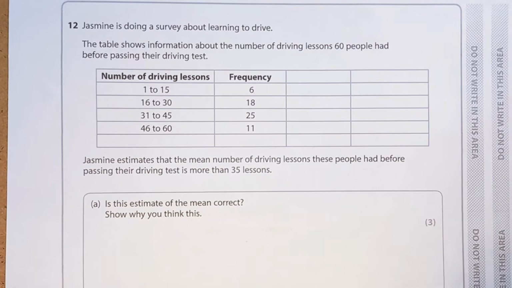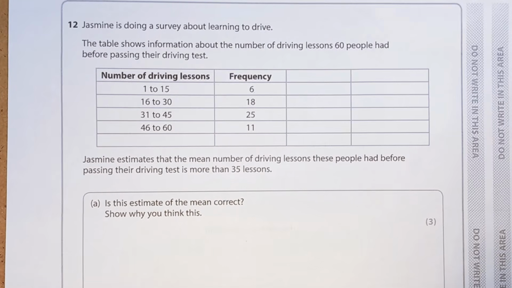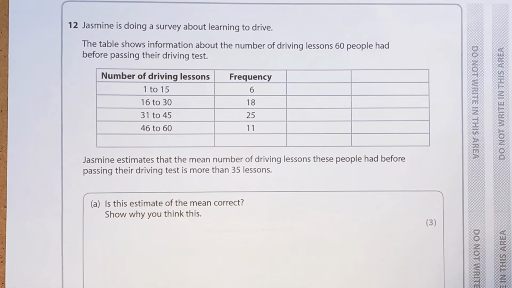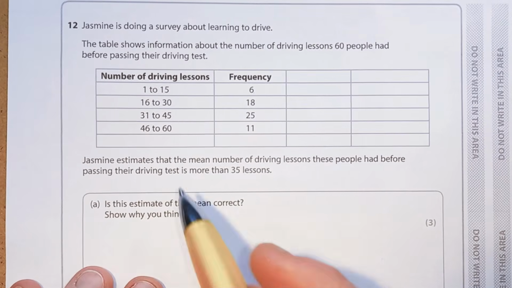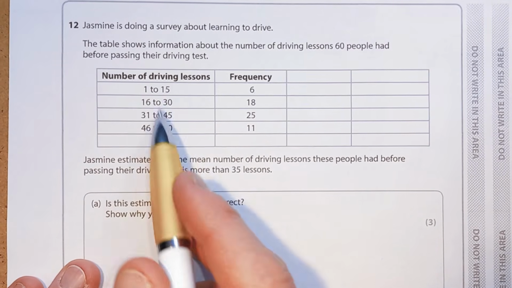Jasmine estimates that the mean number of driving lessons these people had before passing their driving test is more than 35 lessons. Is this estimate of the mean correct? Show why you think this. Right. Well, the reason it's an estimate is that we don't know exactly how many lessons everyone had. We've just got these ranges.